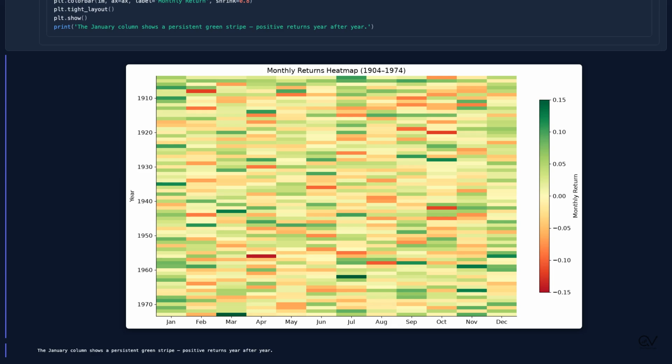This kind of persistence is exactly what makes the effect so compelling. It's not driven by a few outlier years. It's a structural feature of the data.